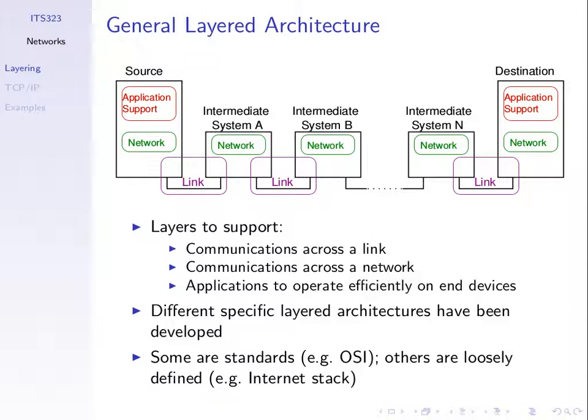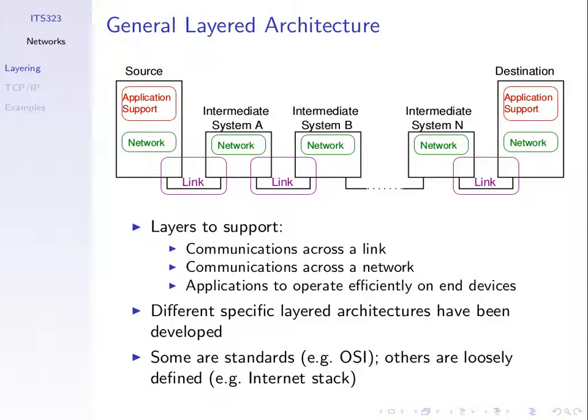Note that support for applications is only needed on these end devices, the source and destination. My intermediate device doesn't care whether I'm using web browsing, file download, or email. It's just the source and destination that care about that. This is a general view of this division of tasks.